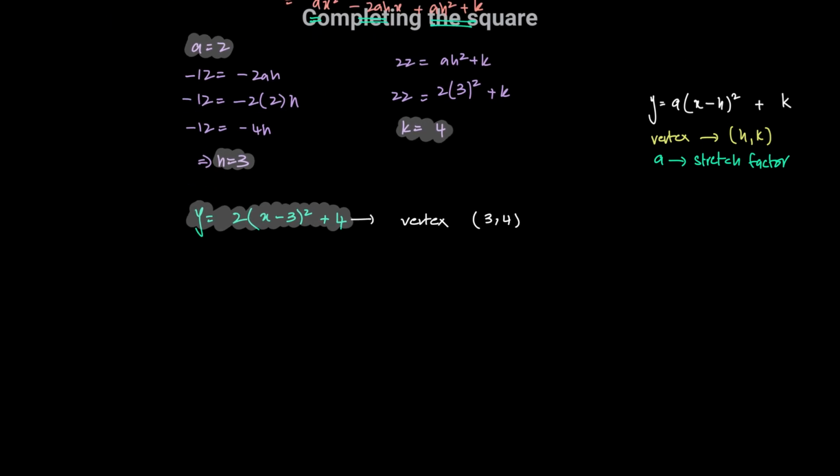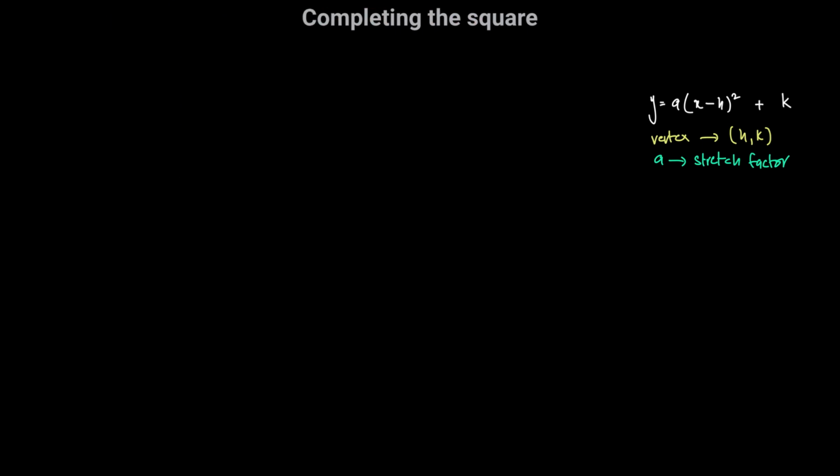Let's look at another example here. Let's say that I have the following equation for a parabola. y is equal to negative x squared minus 4x plus 3. And again, I want to write this quadratic expression in the completed square form and find the coordinates of the vertex of this parabola, or the coordinates of the turning point for this parabola.